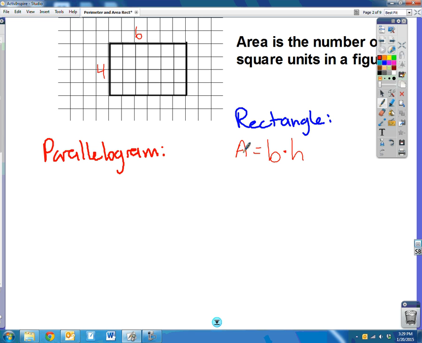We're not going to use length times width, and there's a reason for that. I'm going to use base times height because it's going to show up in a lot of other formulas. So length times width is not wrong, but we're going to go with base times height. And that particular rectangle is going to have an area of 24.